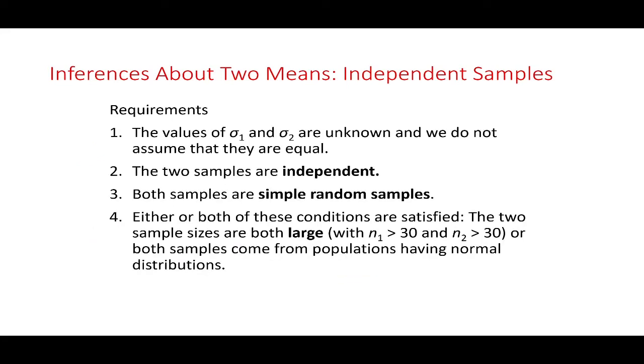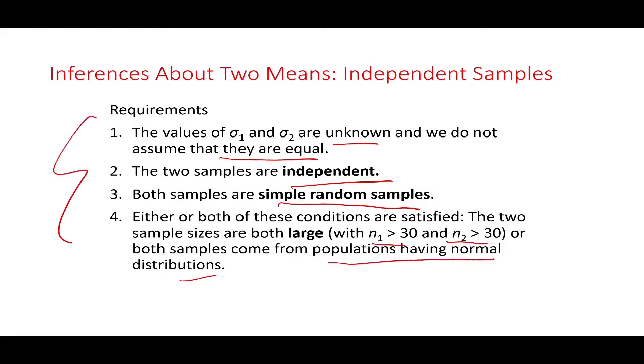So these are the requirements we need. The values of sigma 1 and sigma 2, which are the standard deviations for the two different populations, are unknown, and we do not assume that they are equal. The two samples are independent, both samples are simple random samples, and either the sample sizes for both samples are greater than 30, or both samples come from populations having a normal distribution. So these are the requirements we need.